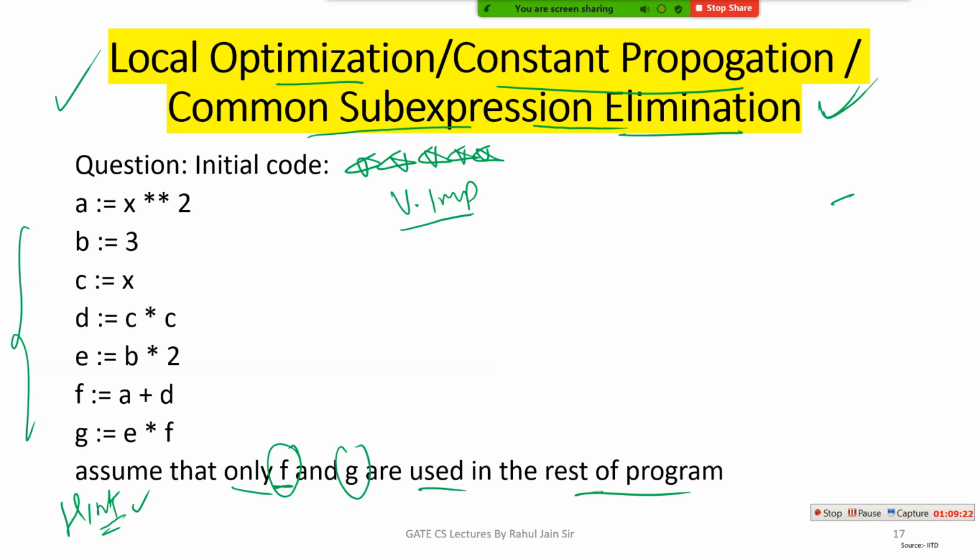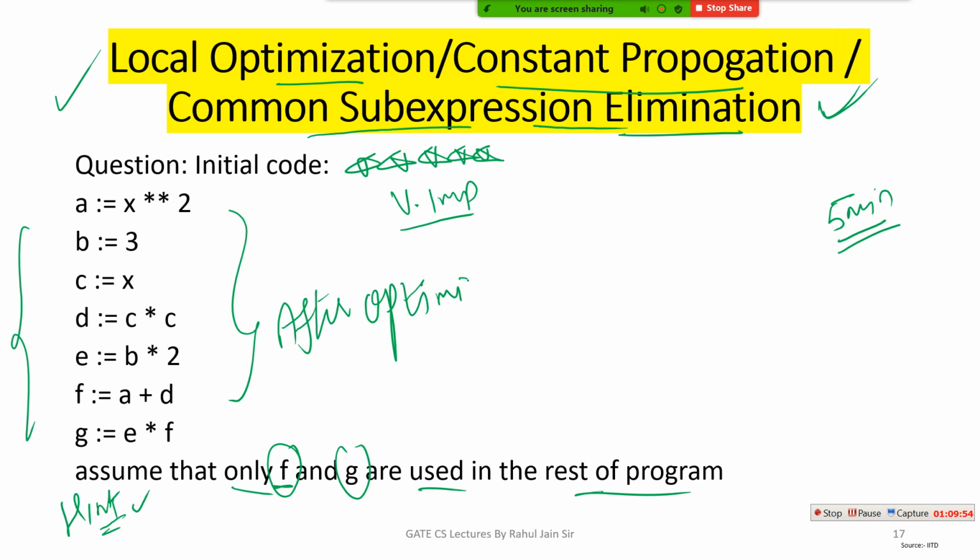I am giving you 5 minutes, guys. It will take some analysis of the question, and whatever we have discussed yet, you can apply all the approaches, and then I will discuss the solution step by step, guys. But whatever approaches I have discussed with you yet, please apply those approaches and strategies, solve this question, and tell me what the final code is after optimizing this code. After optimizing, what are you getting, guys? Apply all the techniques which I have discussed with you.